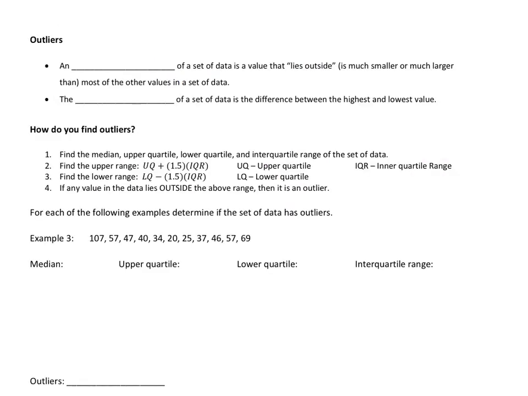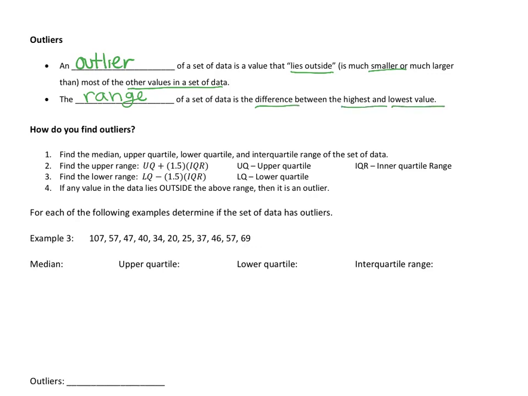So another part about box and whisker plots is being able to identify an outlier of a set of data. So an outlier of a set of data is a value that lies outside, is much smaller or much larger than most values of the data. The range, which we should also know this vocab, of a set of data is the difference between the highest and the lowest number.